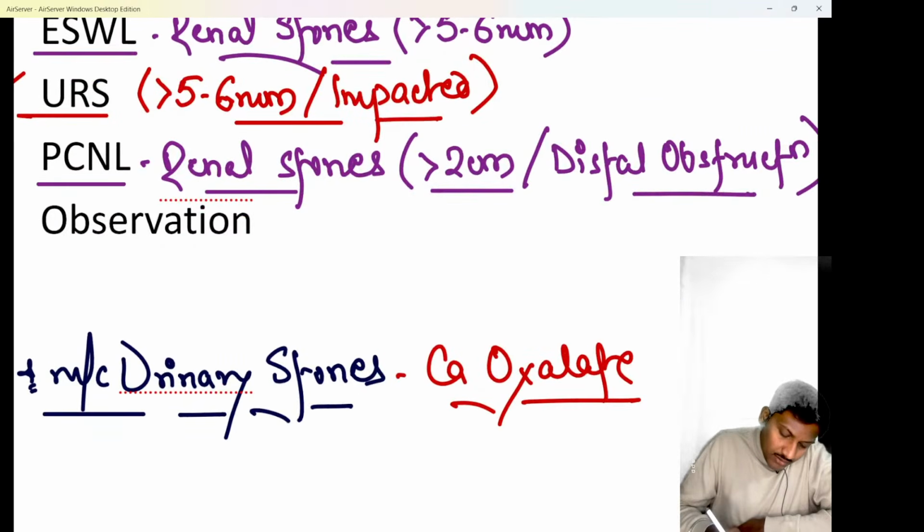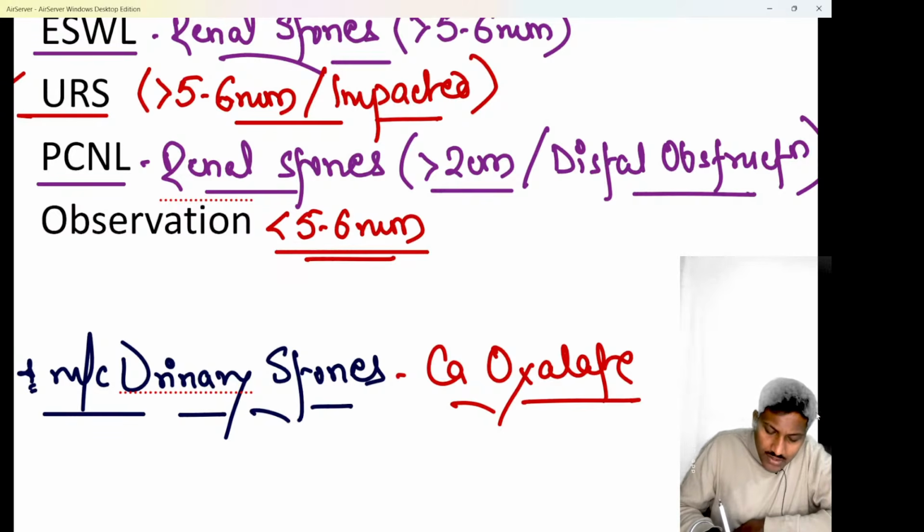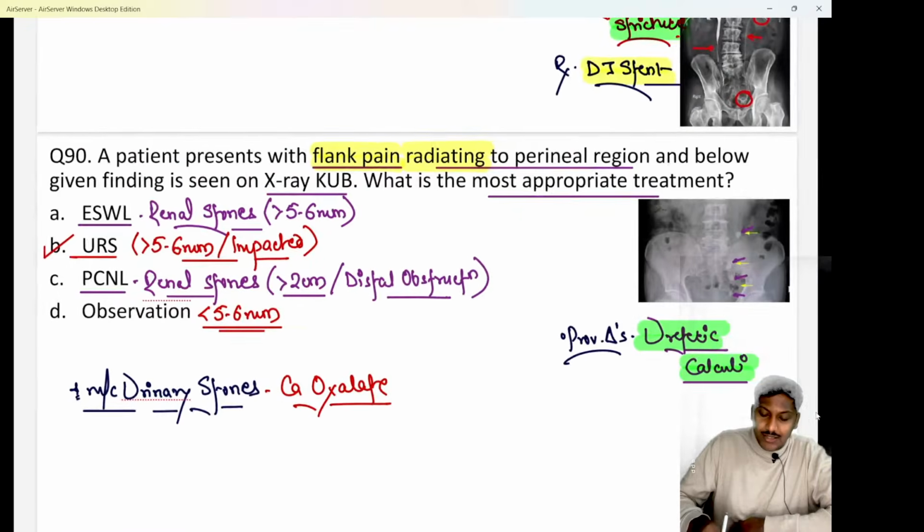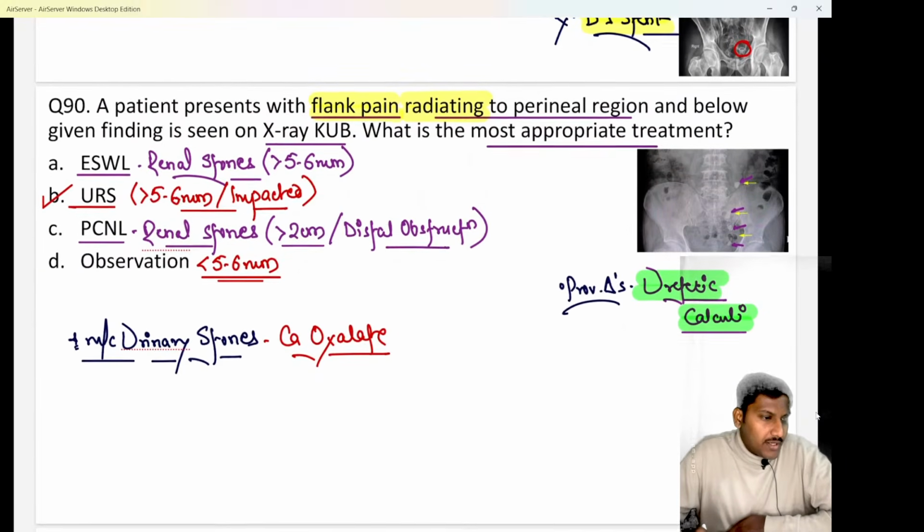Observation is generally done for a ureteric stone or a kidney stone whenever it is less than 5 to 6 mm in size. The observation is done for smaller stones which are less than 5 to 6 mm in size, whether in the kidneys or in the ureter, does not matter.